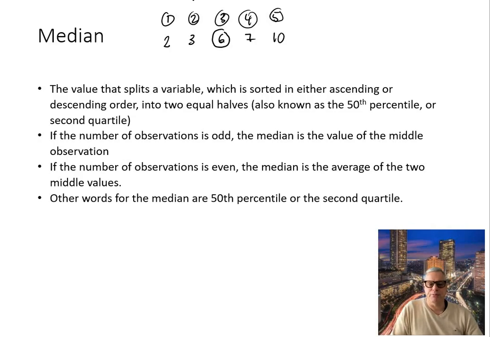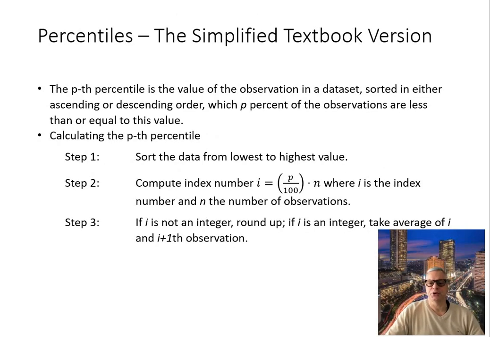And the median has other names. It is also known as the 50th percentile or the 2nd quartile. But what is important at this point is that the median is the midpoint of data after the data is sorted, typically from lowest to highest. And again, another word for the median is the 50th percentile or the 2nd quartile. So therefore, let's move next to the concept of percentiles.